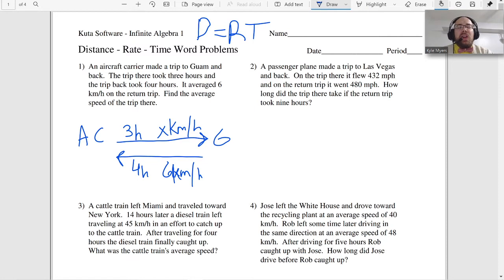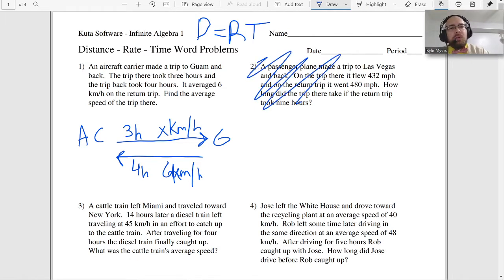So here's what I just did. I drew some arrows, took some notes, and wrote down what all the numbers were. And then I'm going to call x what we're trying to find. If you always call x what they want you to find, then you'll be done when you get x. You just solve for x and that's the answer. So always call x what they're asking you to find. The average speed of the trip there is x, so I'm calling that x.